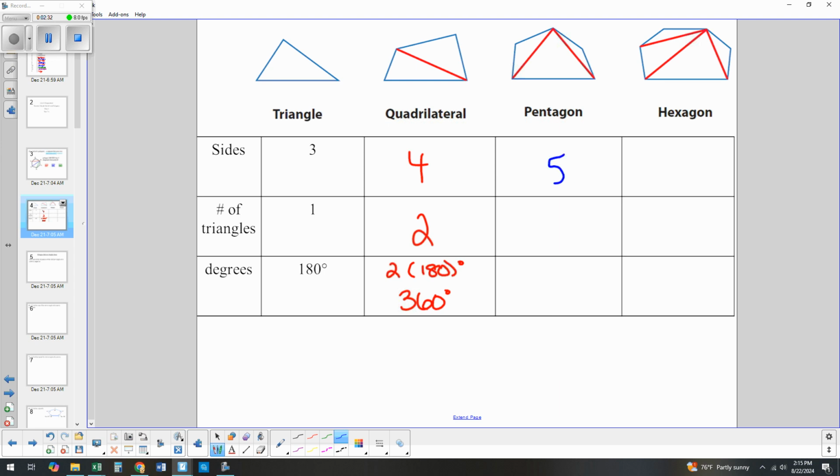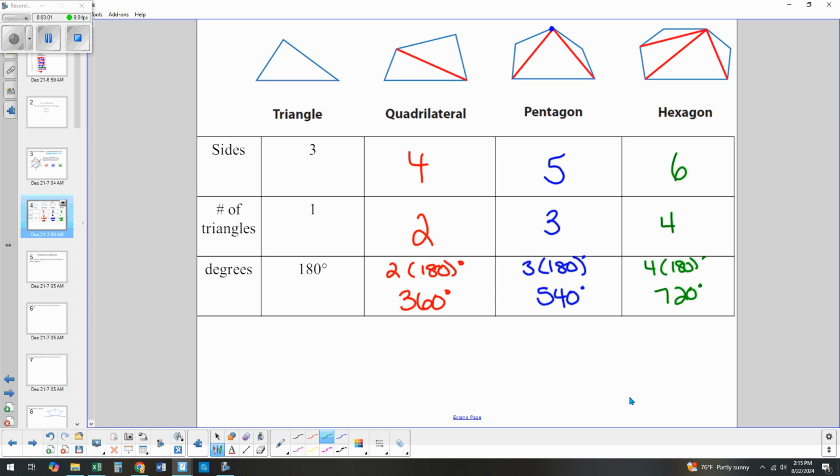A pentagon, a 5-sided figure, if I draw all my diagonals from this point, I now have 3 triangles in the picture. 3 times the 180 for each triangle would be 540 degrees. For a hexagon, our 6-sided figure, with all the diagonals drawn, we end up with 4 triangles. If each of those triangles is 180 degrees, that's 720 degrees inside a hexagon. And this is going to continue forever and ever.